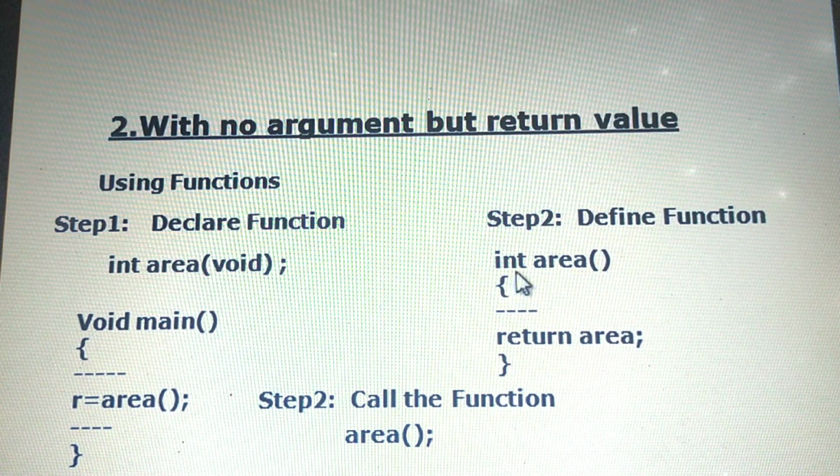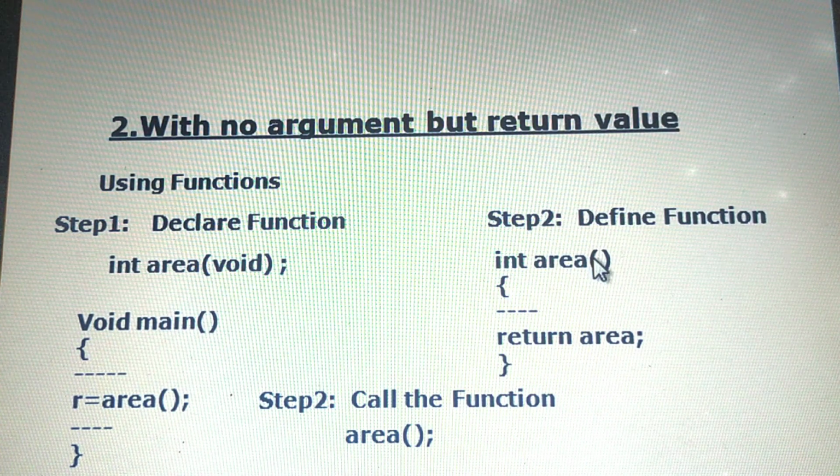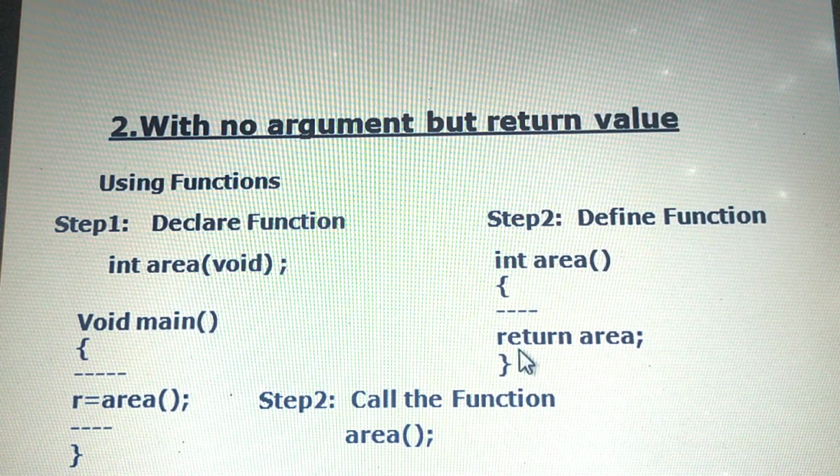Then the function define section starts with int, because a return value is there, so the return type is int. Then the name of the function, and no arguments, leave it blank. Then the body of the function starts.